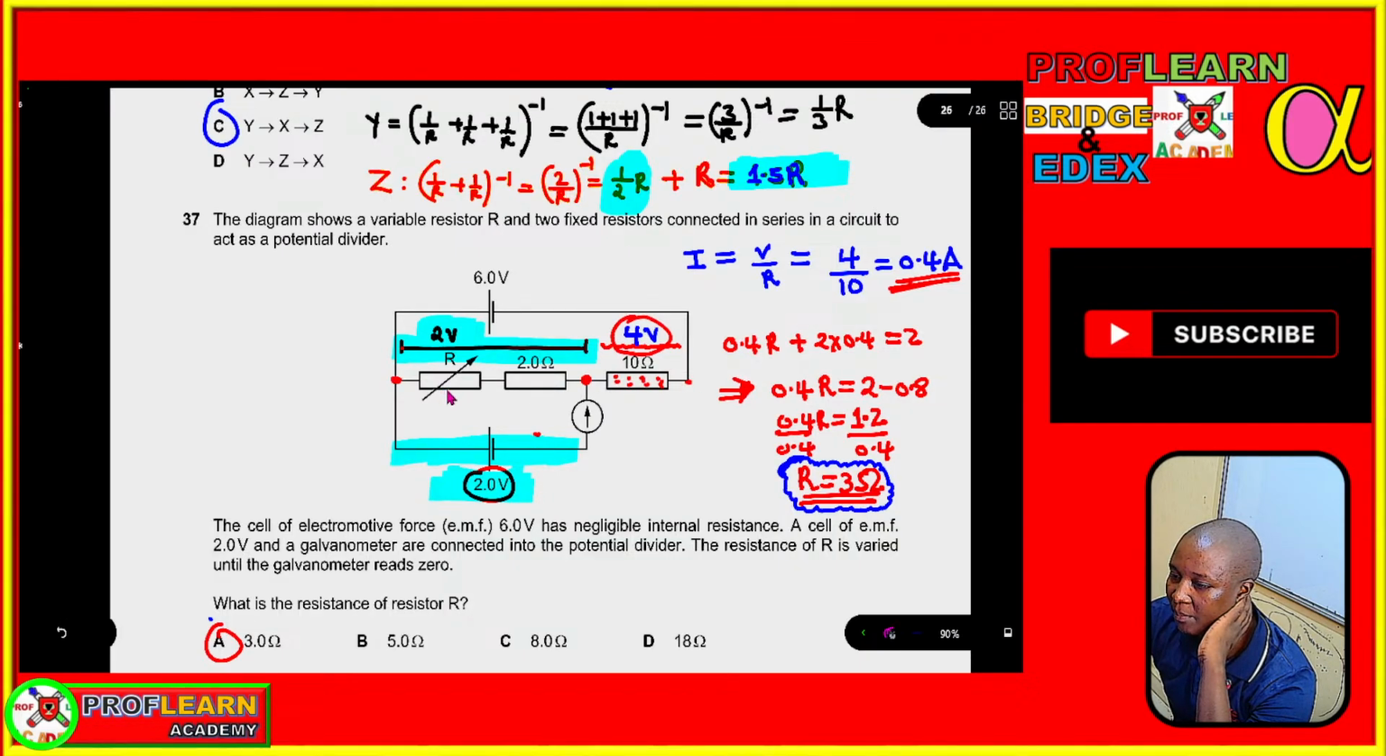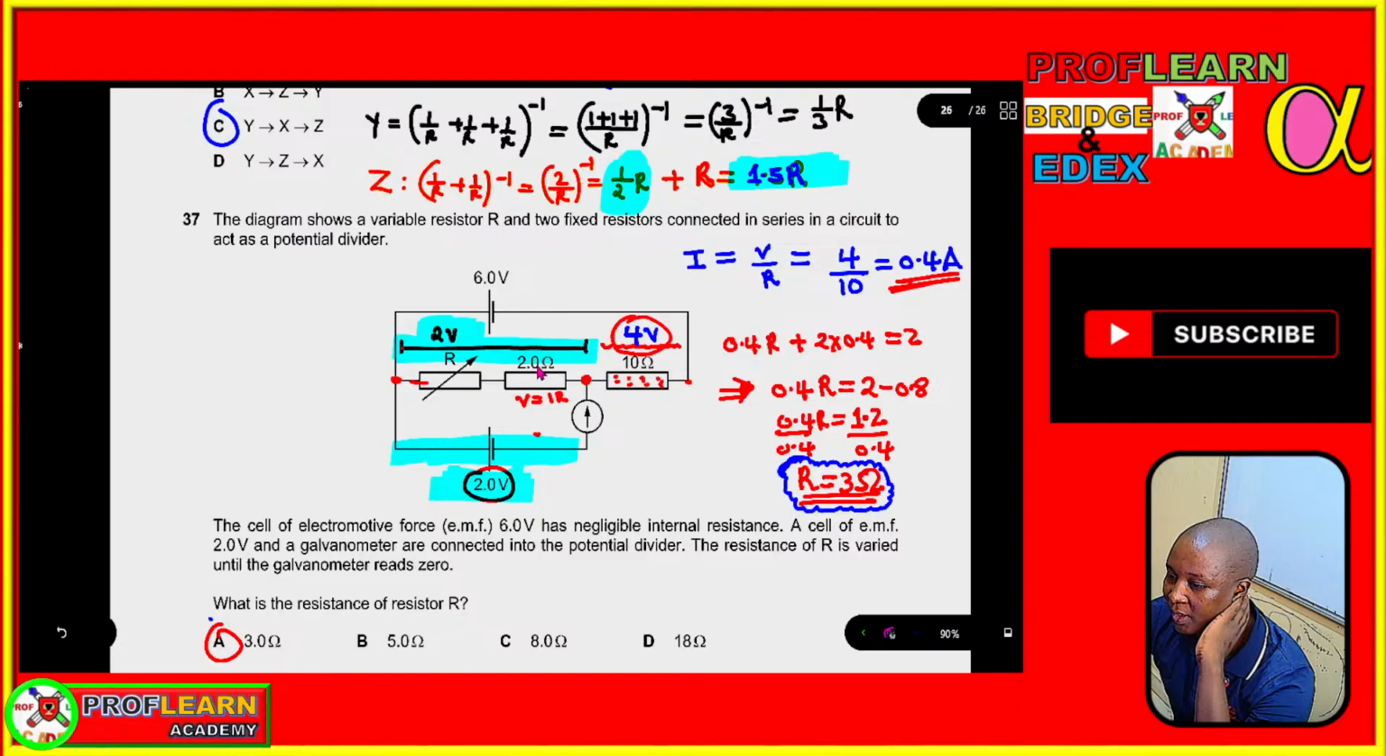But since the current that is passing through the entire section here is going to be 0.4, then we can say 0.4 times R plus 2 times 0.4, because we know the current that is passing through here also is what? 0.4. So the current that is passing here is 0.4. The current that is passing through this resistor is 0.4. So if there is a current of 0.4, then we can work out voltage as IR.